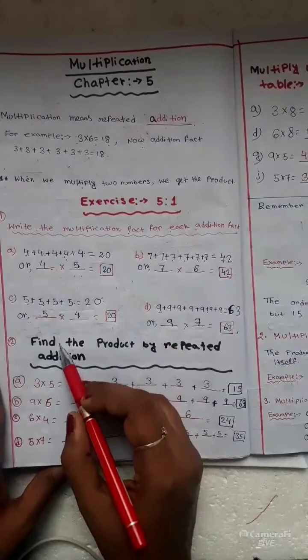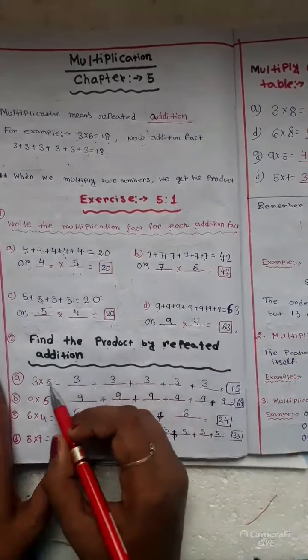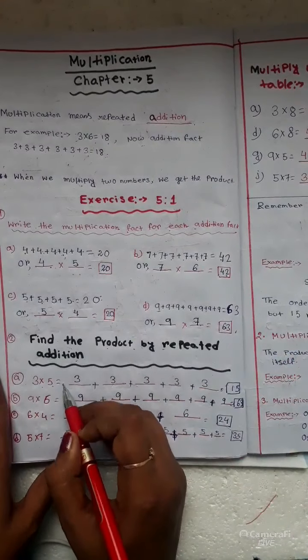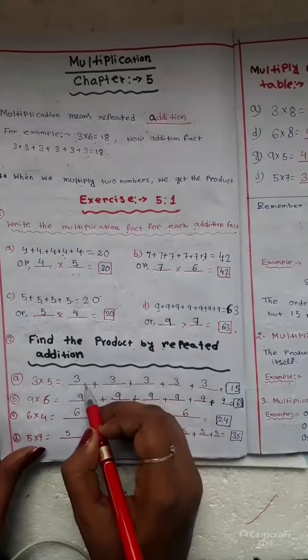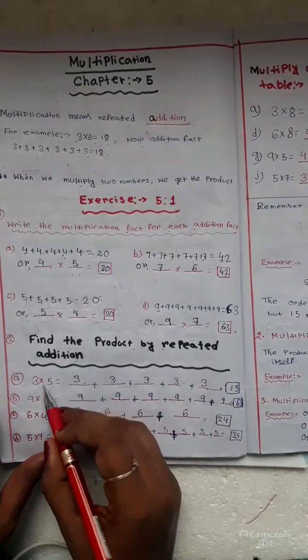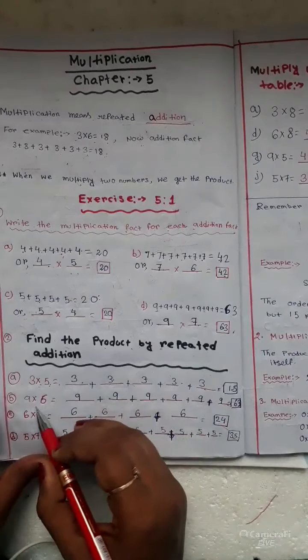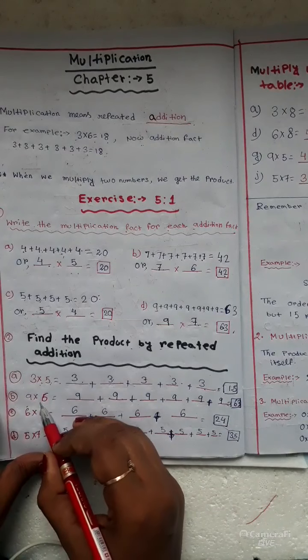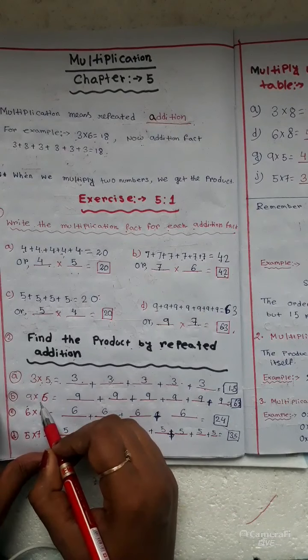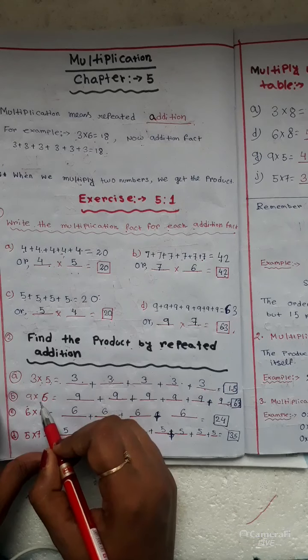Now the next question is: find the product by repeated addition. It's very easy. 3 into 5 means I have to write 3 five times. So I have written it 1 time, 2 times, 3 times, 4 times, 5 times. So 3 into 5 is 15. Very nice. Here also the same, 9 into 6. We know it very well. 9 6s are... tell me, children.